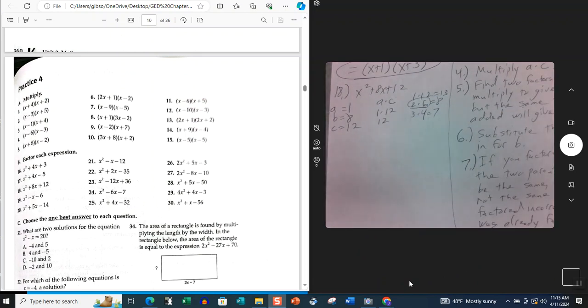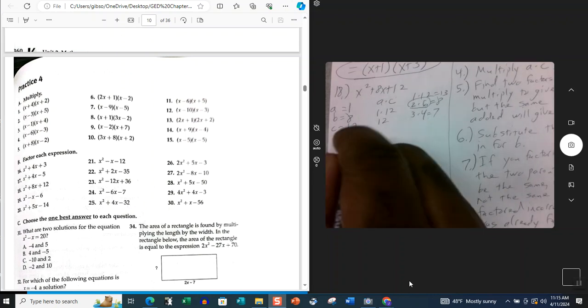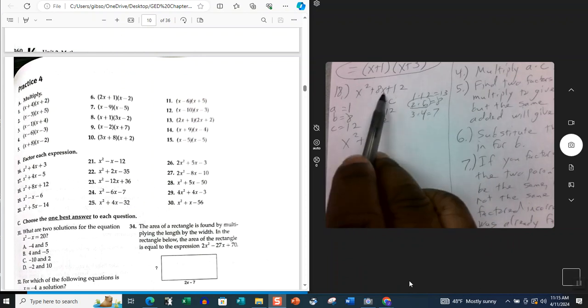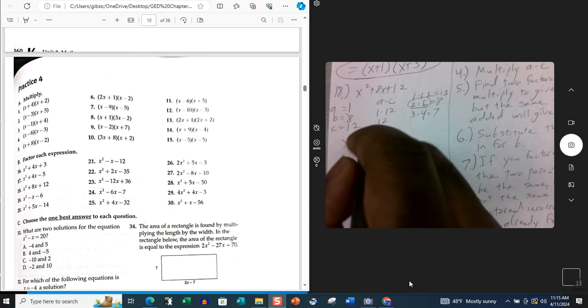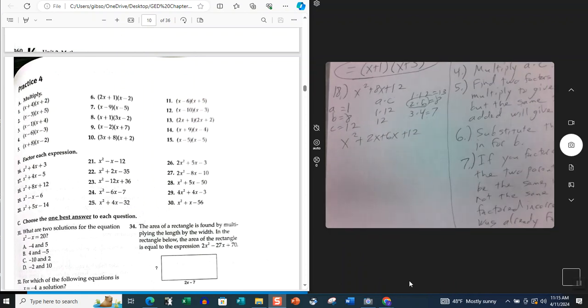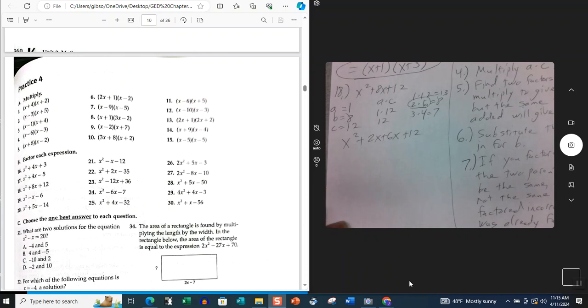So now we go to step 6, which tells us to substitute the factors in for b. So we will have x squared plus, now 2 and 6 replaces the 8. So it'll be 2x plus 6x, and then plus 12. The x squared and the 12 is not affected.